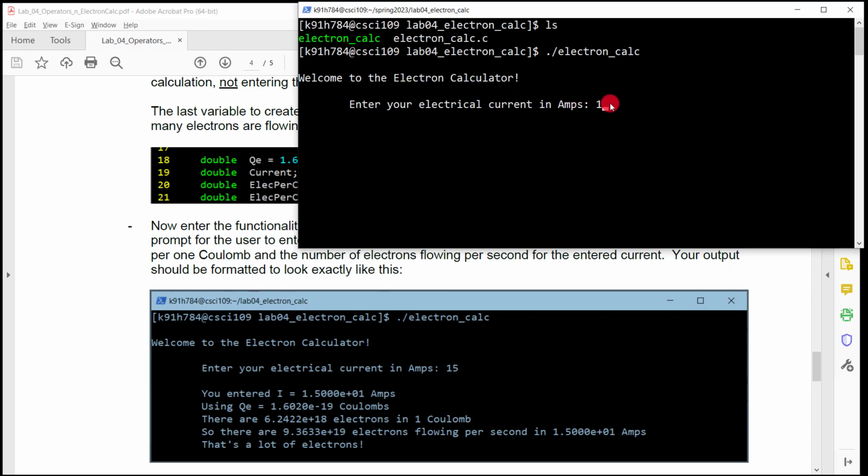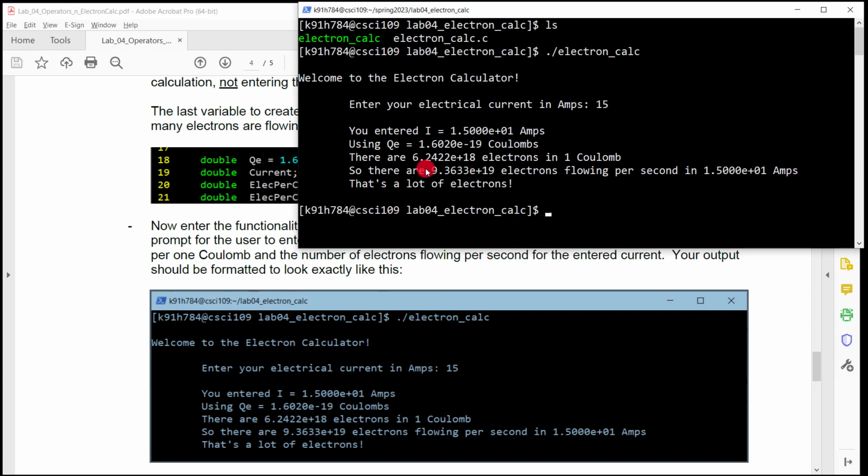If I come in and I say 15, it'll print out, you entered I equals 1.5 e to the 1 amps, printed in scientific notation, using QE equals 1.602 e to the negative 19 coulombs. There are, and then you will produce this calculation, 6.2422 e to the plus 18 electrons in 1 coulomb. That number is calculated, but it's a good one because you know the answer. It's basically just going to be 1 over QE, just like we did in the preliminaries, but that'll show that you're actually getting some math to work.